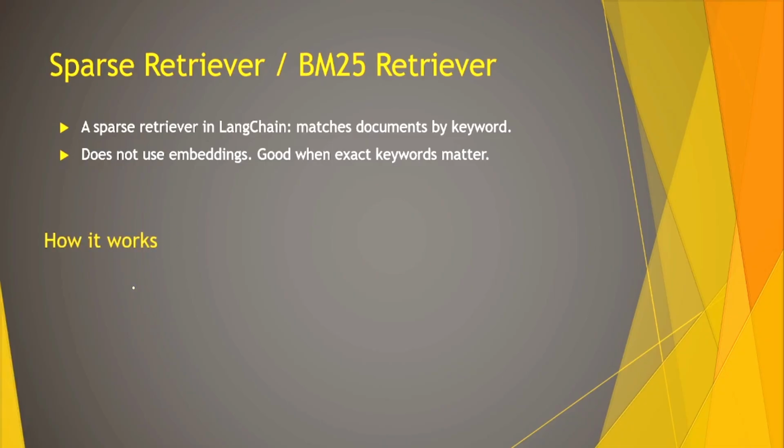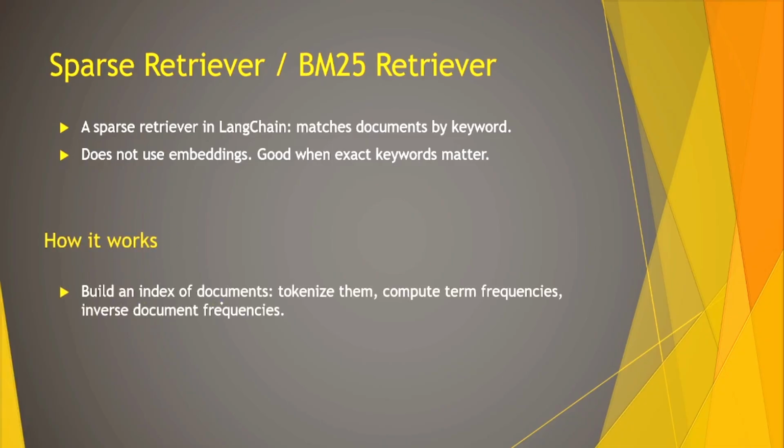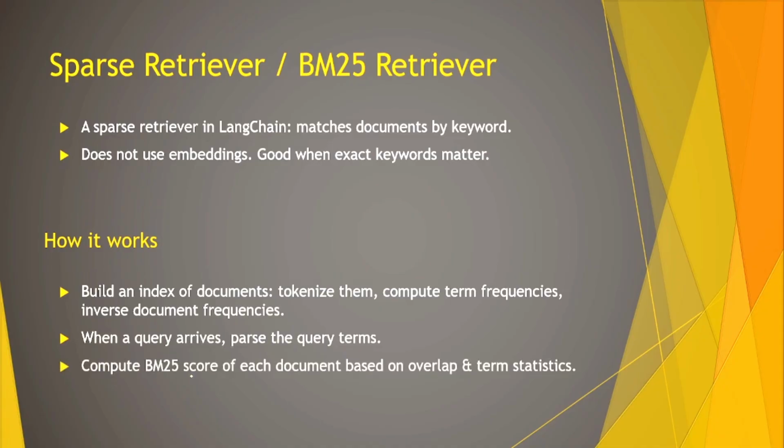How it works: build an index of documents, tokenize them, compute term frequency and inverse document frequency, that is TF-IDF. When a query arises, parse the query terms and compute the BM25 score, that I have already told you, for each document based on the overlap and term statistics. That is a backend operation. Then return the top K highest scoring documents. This is how BM25 retrievers basically work.